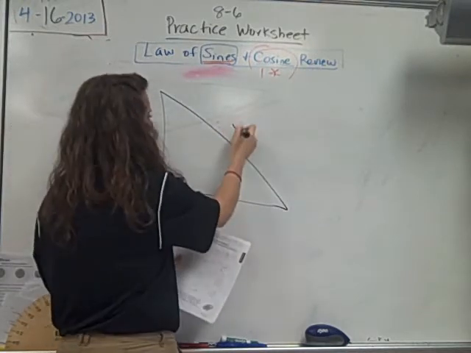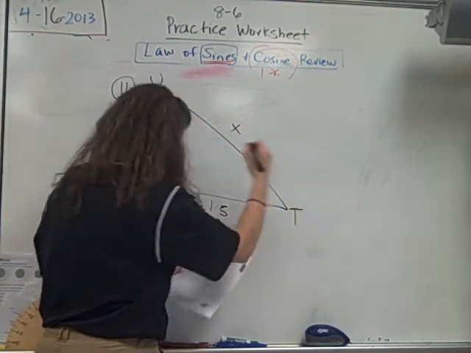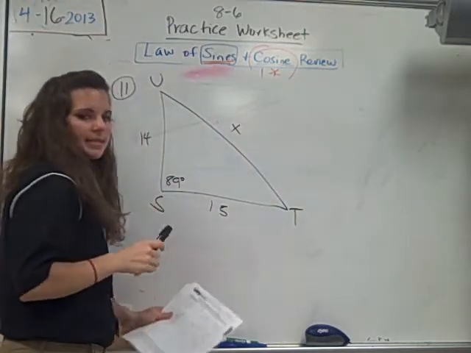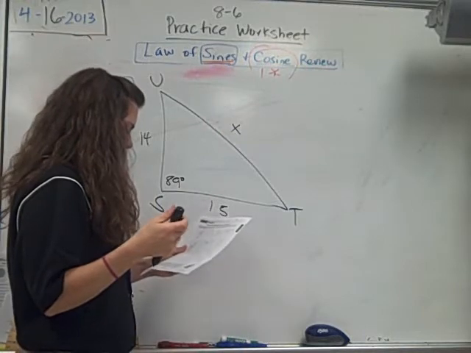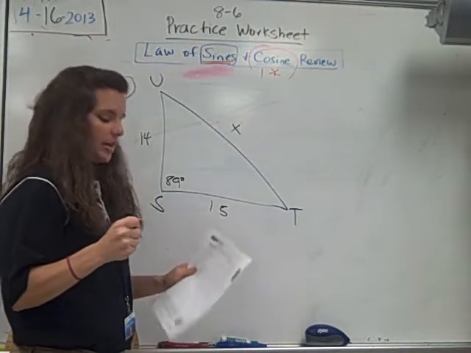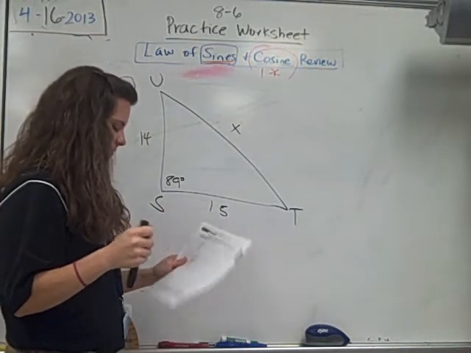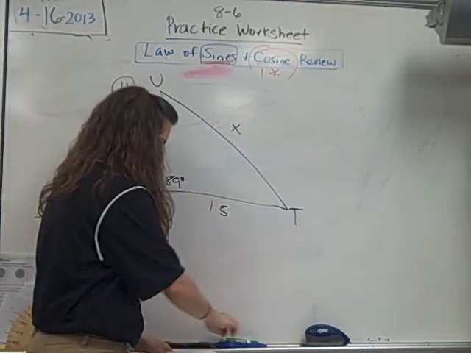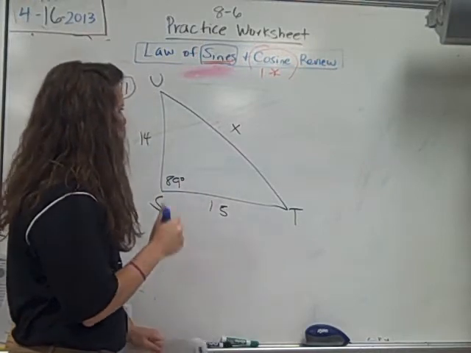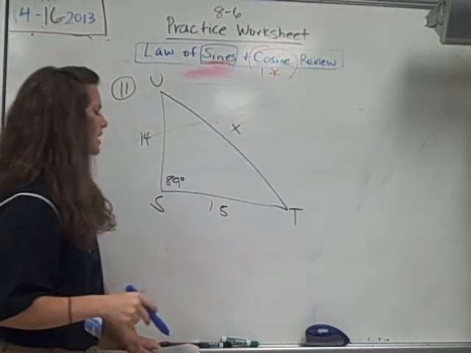Now, on number 11, you take a look at this. Is it a right triangle? And no, it's not. You've got 89 degrees in there. So we need to either use law of sines or law of cosines.